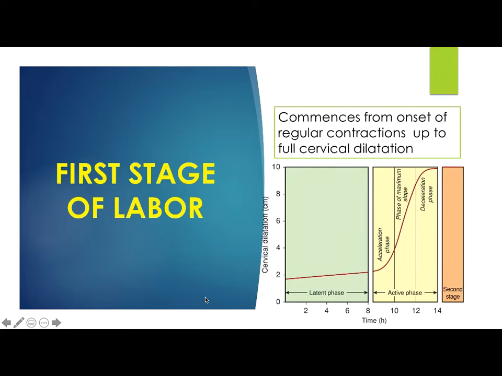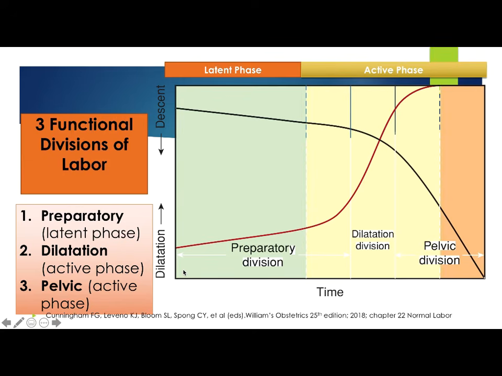So we reviewed the concepts under first stage of labor. This again commences from the onset of regular contractions up to full cervical dilatation, or a cervical dilatation that is equivalent to roughly 10 centimeters. So Friedman in 1954 described a characteristic sigmoid pattern or S-shaped pattern by graphing cervical dilatation against time. Friedman developed the concept of 3 functional labor divisions to describe the physiological objectives of each division.